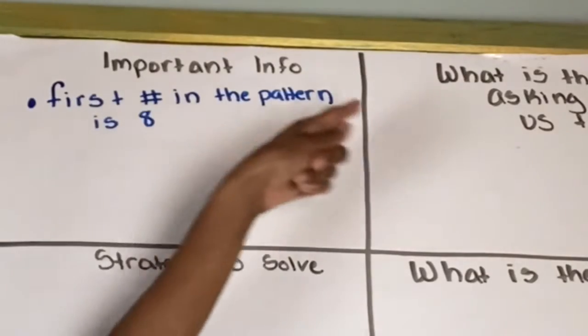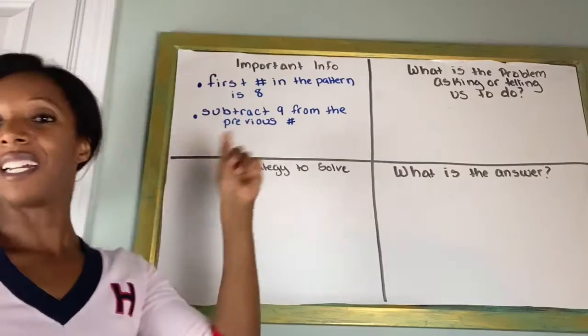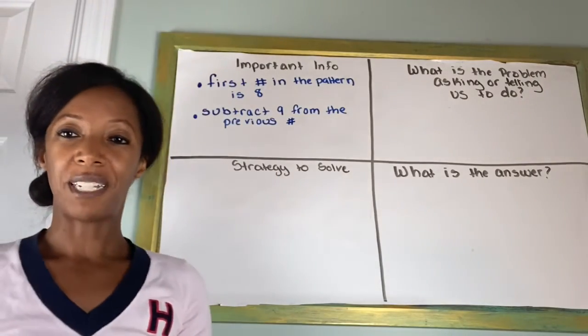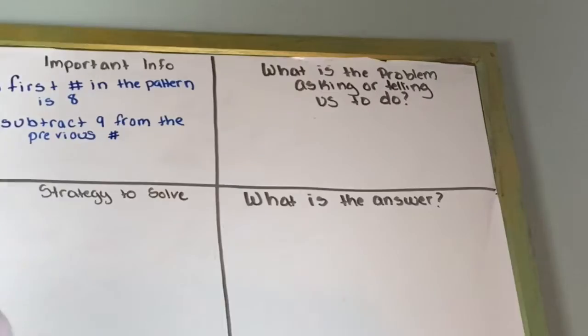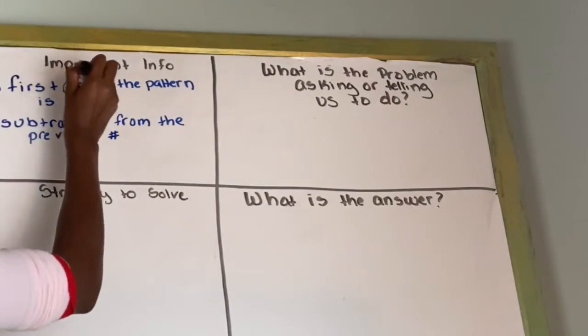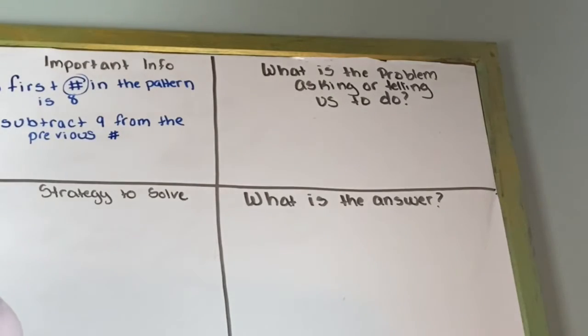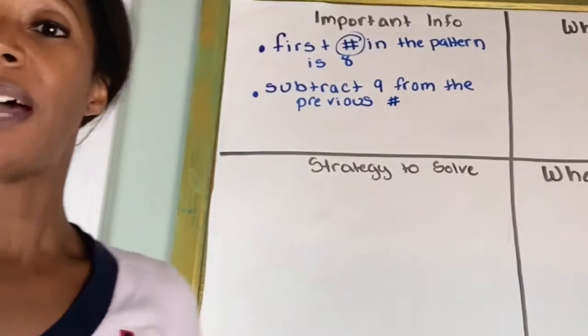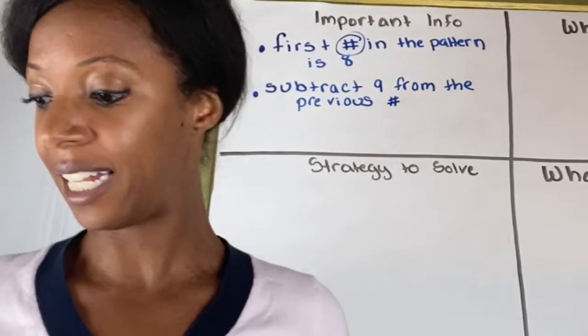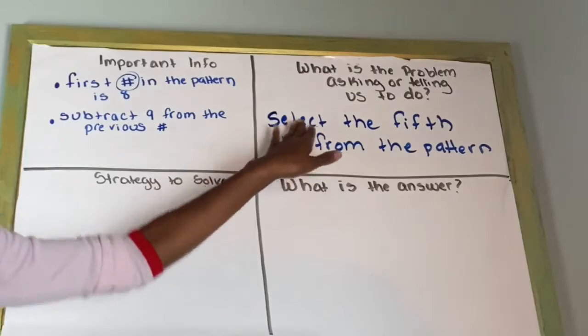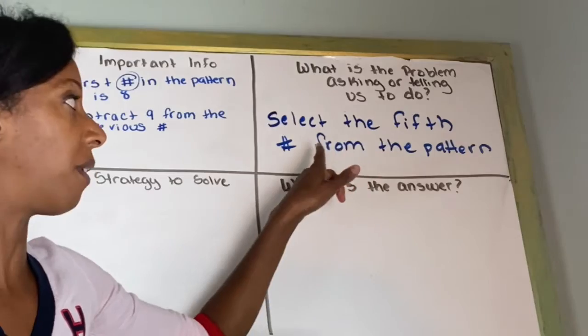The first number in the pattern is 8. The next piece of important information is subtract 9 from the previous number. Now this symbol right here is a hashtag, but it also means number. All right, so now we're going to identify what particularly the problem was asking or telling us to do. It's asking us to select the fifth number from the pattern.